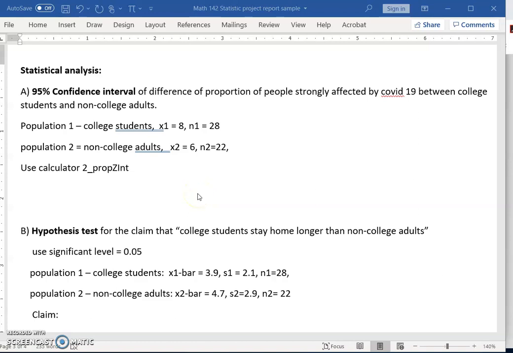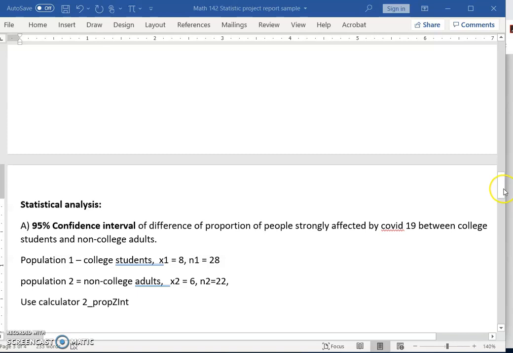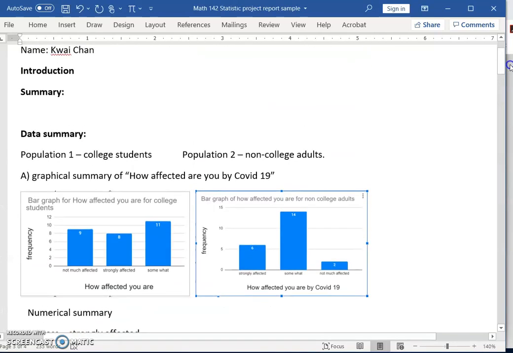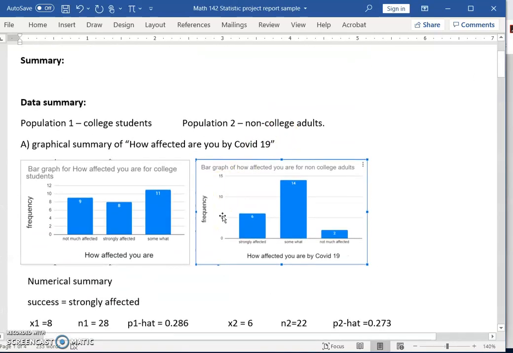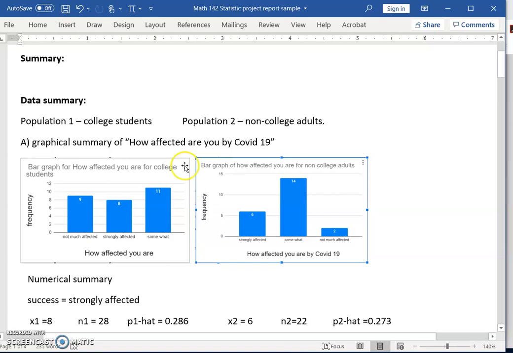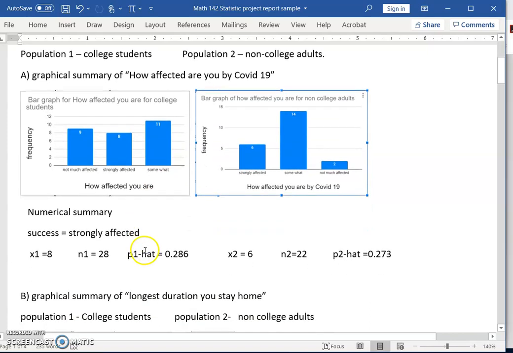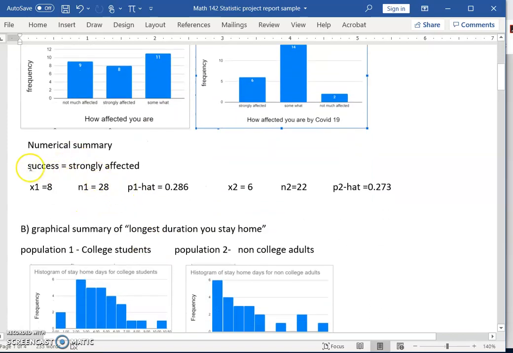Hello, in this video, I'm going to show you how to do the statistical analysis for our statistics project. We collected two samples from two populations, and the data that we collected includes categorical data: how affected you are by COVID-19. We summarize it as counting the number of successes as strongly affected.